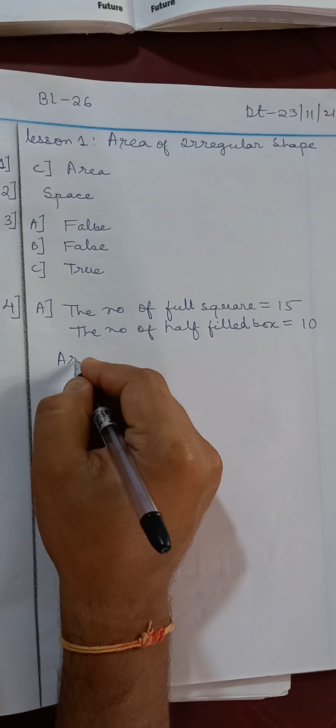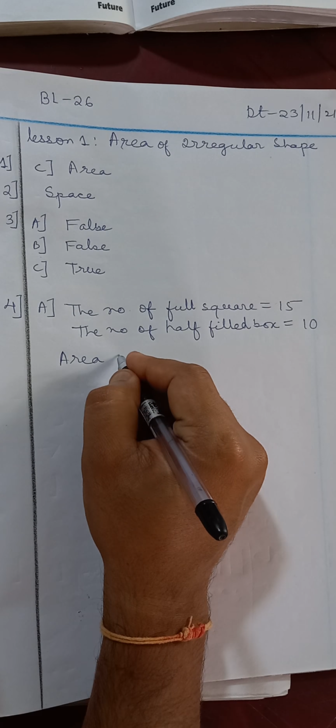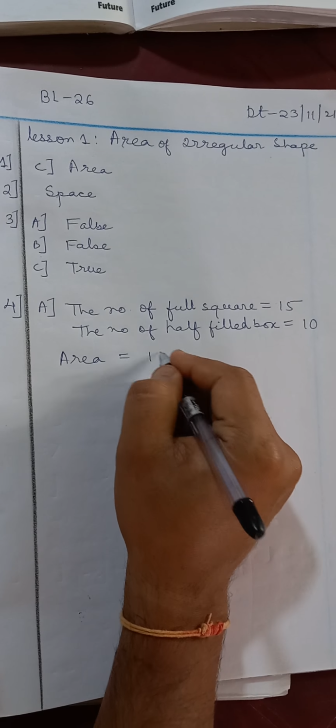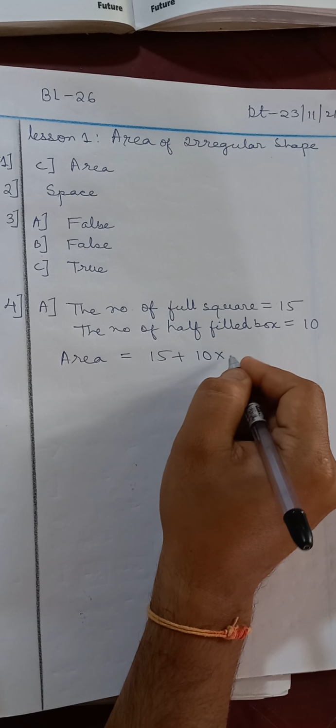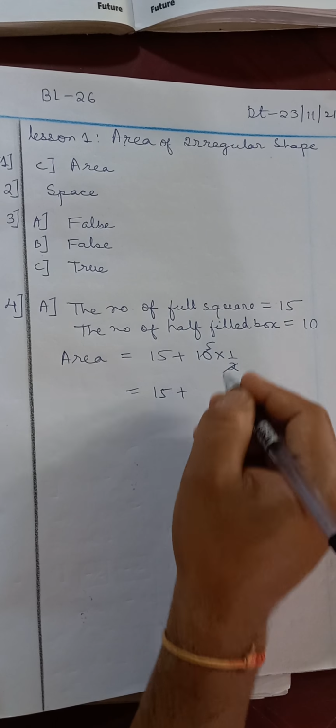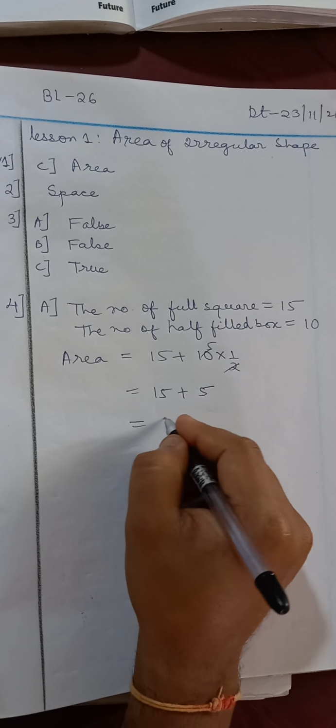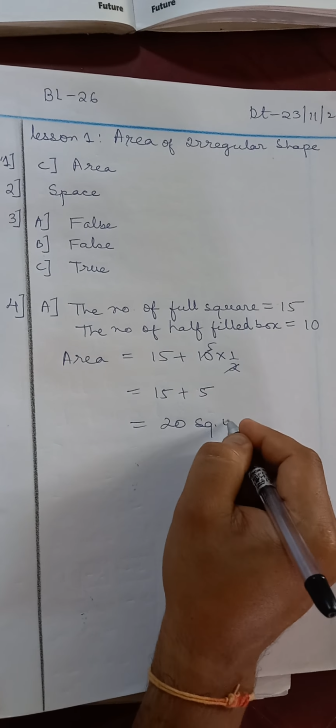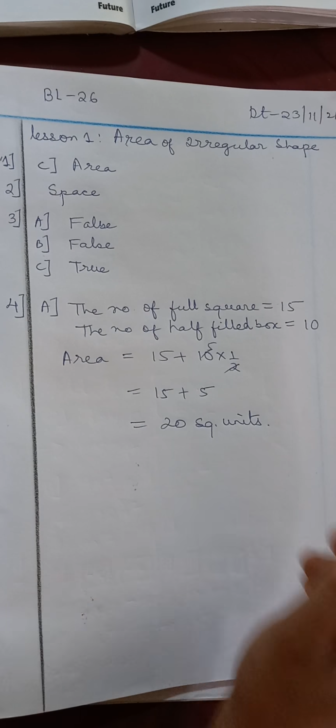So that means our area will be how much, children? Our area would be equal to 15 plus 10 into half. Why? Because the 10 boxes are half filled, that's why we multiply with half. So 15 plus half of 10, which as you already know is 5. So 15 plus 5 is going to be 20 square units. So you have to do it like this, children.